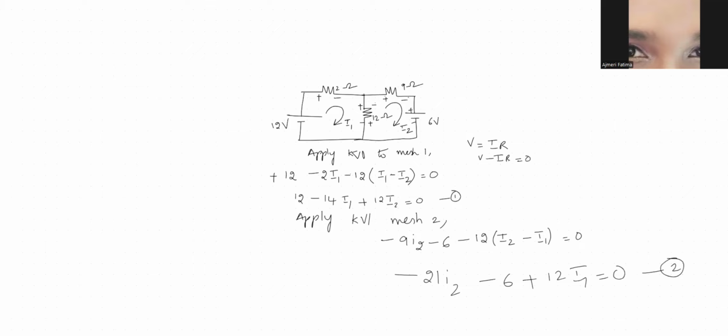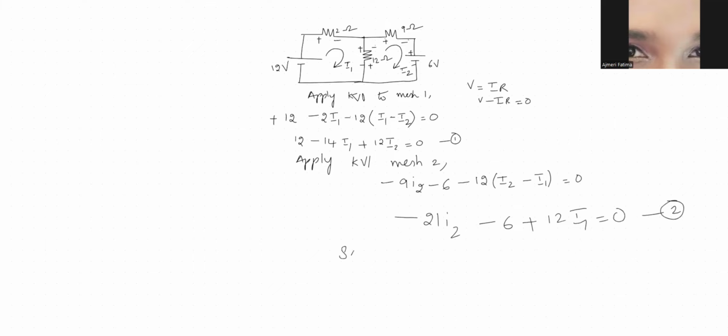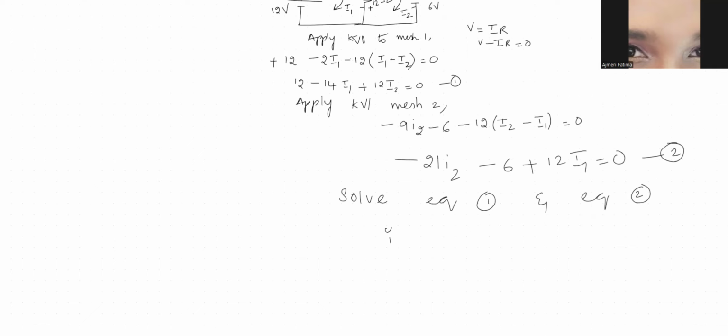Now solve equation 1 and equation 2. What will you get? You'll get the values of I1 and I2. What is I1? If you do it in the calculator, you will get I1 equals 3 by 4 amperes and I2 equals 1 by 8 amperes.